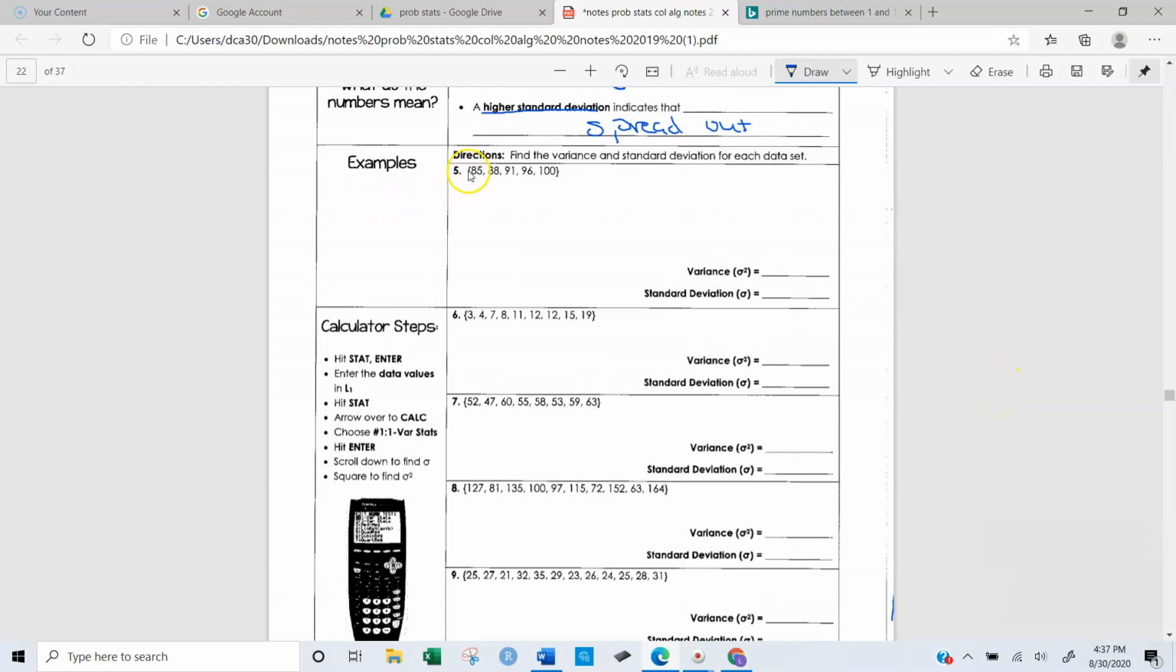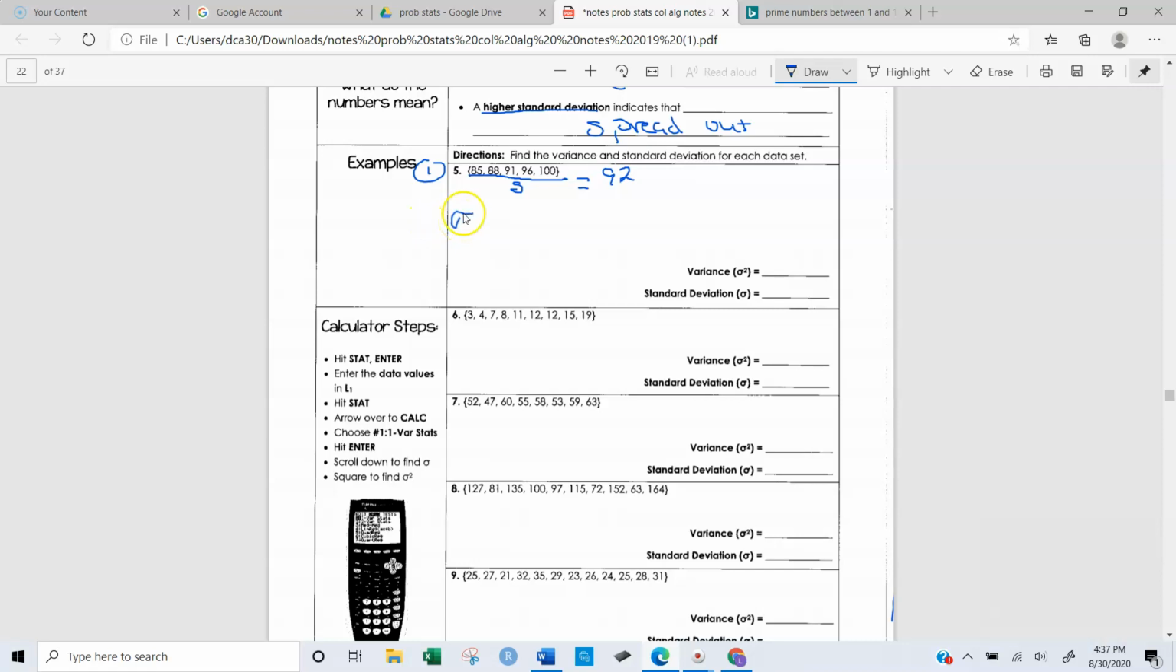Okay, so when we go here, we have our 4 numbers. Our first thing is we have to calculate the mean. So we add all those up, we divide by our 5, and we get our mean is 92. Step 1, find the mean. So now that we have the mean, we find the variance.